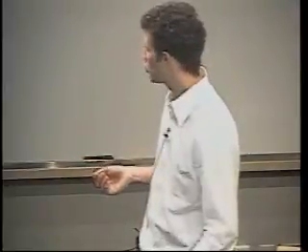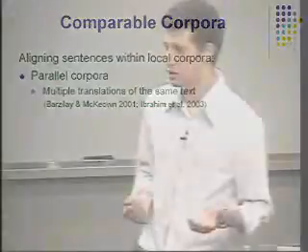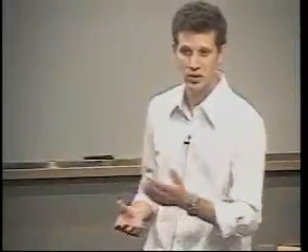The first approach was to use parallel corpora, that is different translations of the same text. For example, as we've seen before, Madame Bovary, translated in two different translations into English.